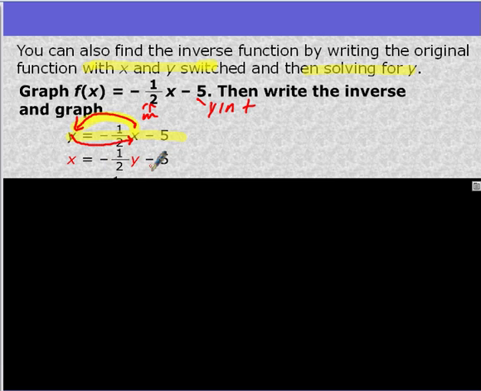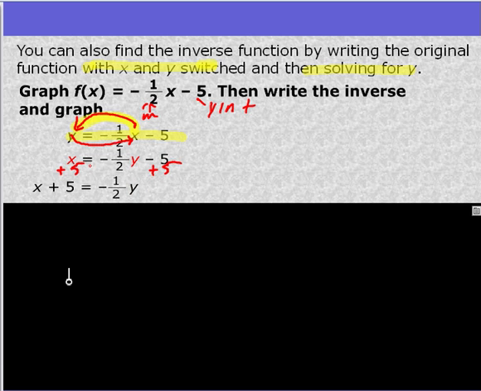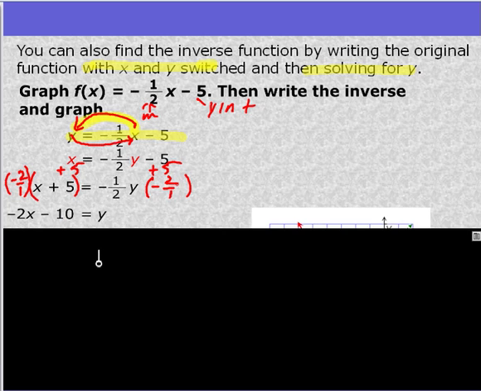And then we're going to get rid of this by multiplying by the opposite reciprocal. So if we multiply by -2/1, we have to multiply the whole thing by -2/1. These cancel out. We distribute this, and you're going to get y is equal to -2x minus 10. So this is our reciprocal function.